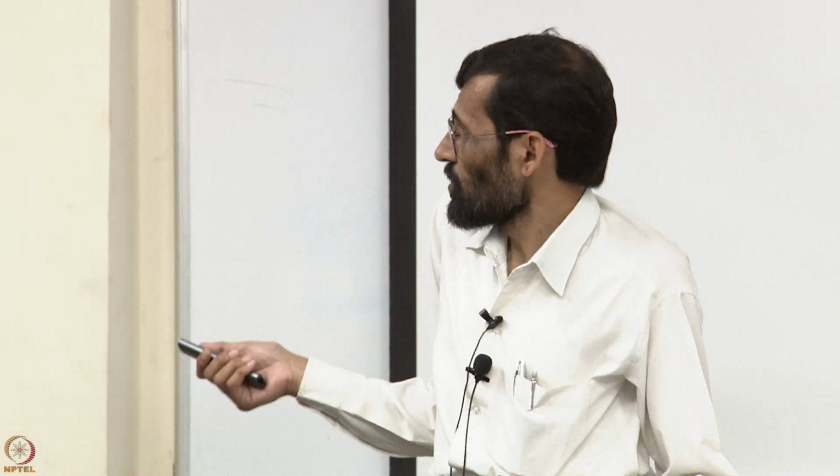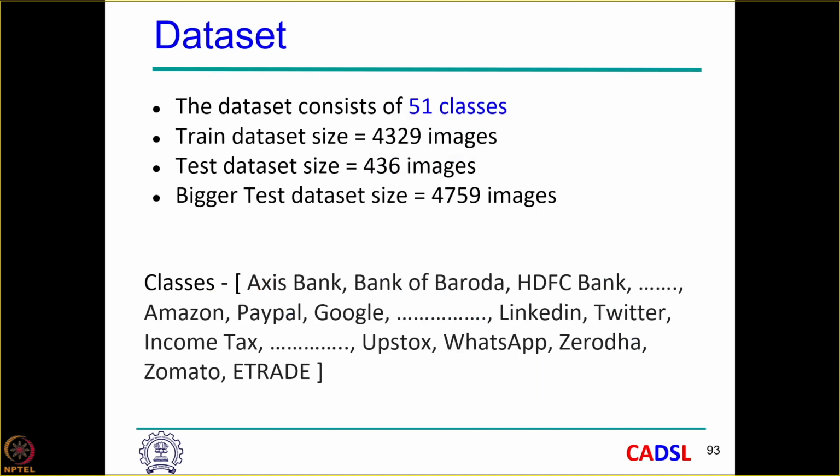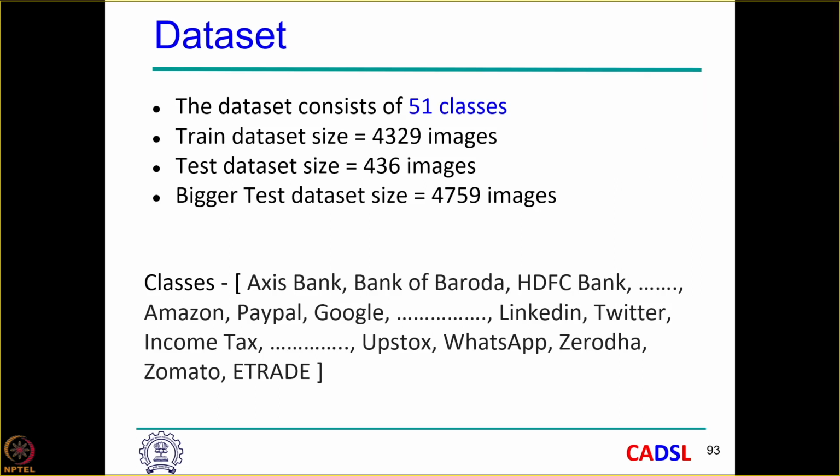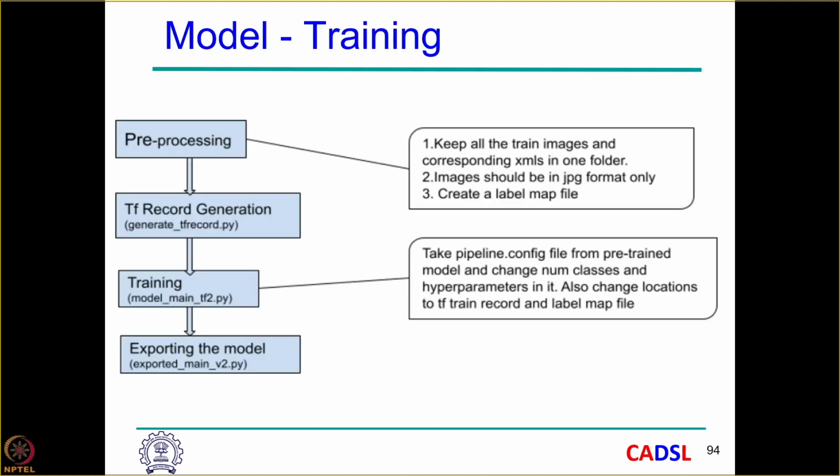We have used 21 different logos, and we train on a data set of about 4,000 images, and the test data size is about 400 images. These are images from various banks and various e-commerce websites like Amazon or PayPal. So in training the system, we do the pre-processing.